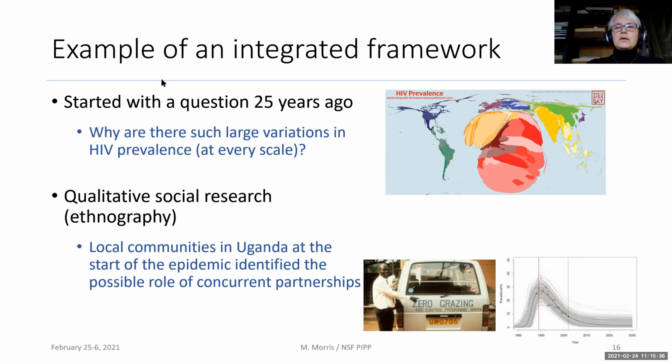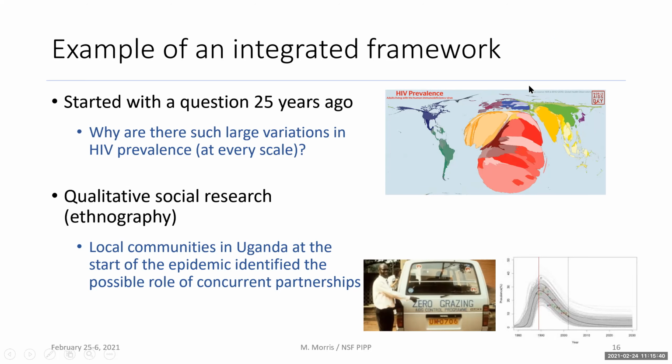And the work here really began with some qualitative social research, some ethnography, in Uganda back in the 1980s, where the local communities had really identified the possible role of what came to be called concurrent partnerships. That is, people having more than one sexual partner in an overlapping interval. So the intervals of the partnerships overlapped, and you're going back and forth between the partners. It's not just multiple partners. It's having them at the same time.